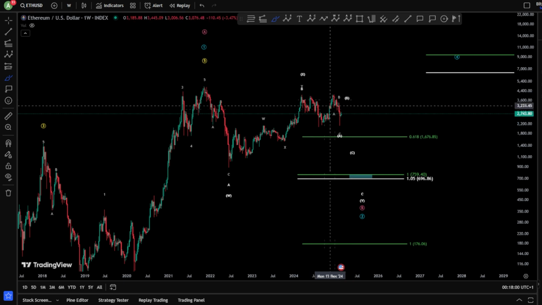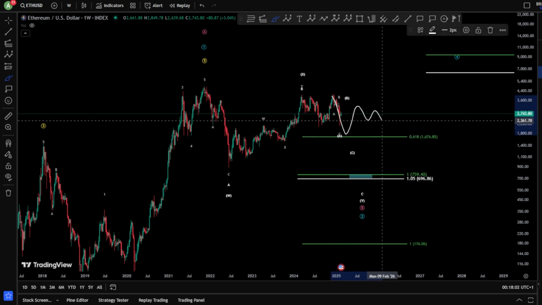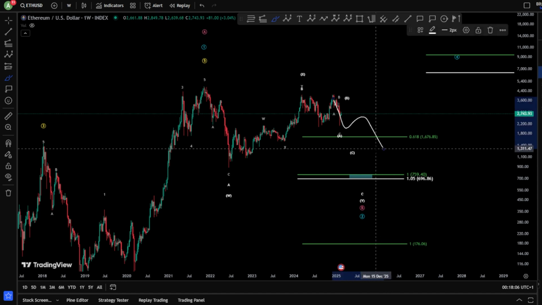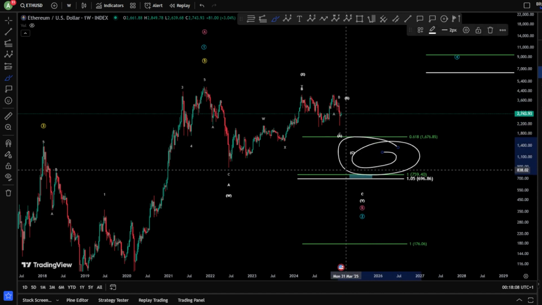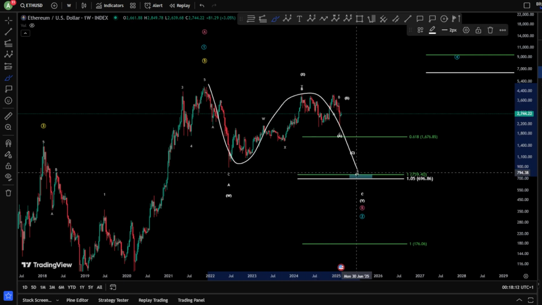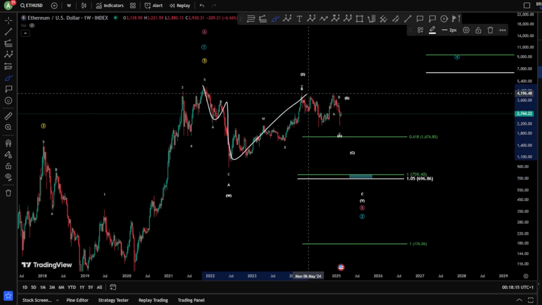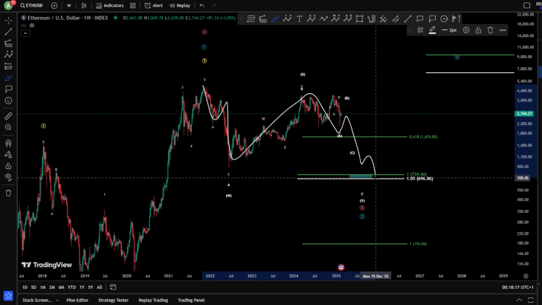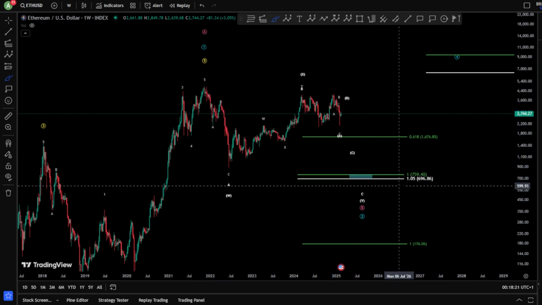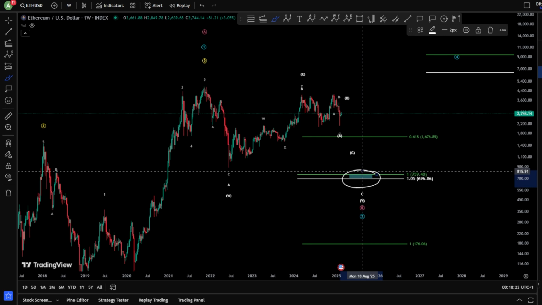And don't forget that your wave Y can be something like a triangle. It can also be a flat, or it can be a zigzag. And therefore the range is very wide. Now, if we have a 1-to-1 fib level here, in case we have a simple regular flat where you're looking for a big impulse toward the downside, the 1-to-1 fib level and 1.05 are targets in this blue box.